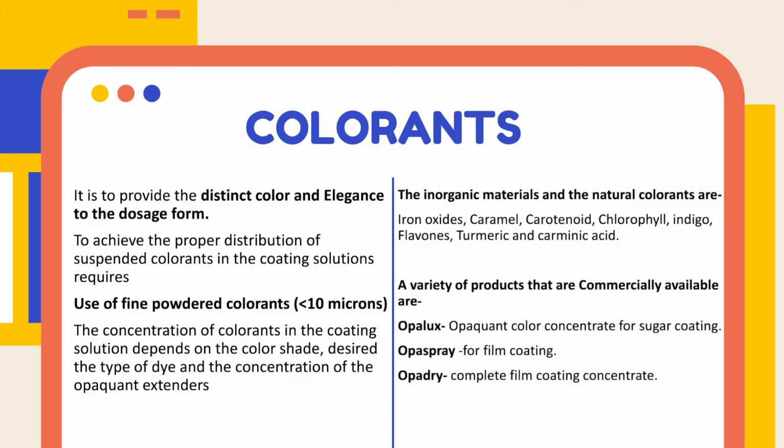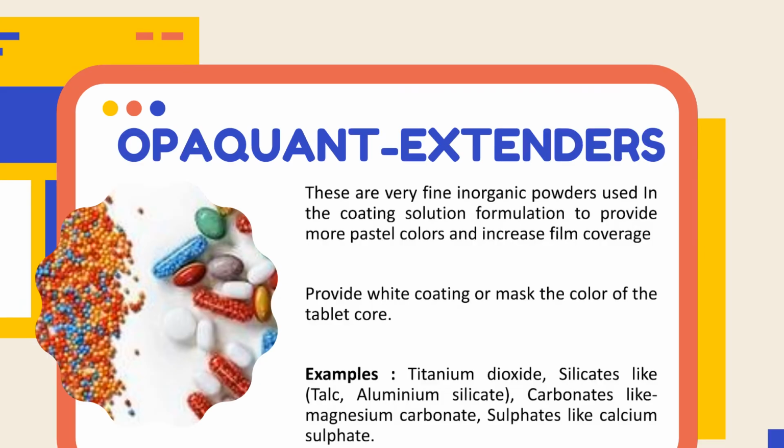Colorants are very important these days. Even if you're selecting an inorganic material or an organic material, you should have a fine powdered colorant. Opacant extenders are basically fine inorganic powders used in the coating solution formulation to provide a more pastel color, so you get a beautiful color once you add opacant extenders. They also increase the film coverage. So two things are very important: they provide the beautiful color as well as extend the color coverage. Classical examples include titanium dioxide, silicates, carbonates, magnesium carbonates, etc.